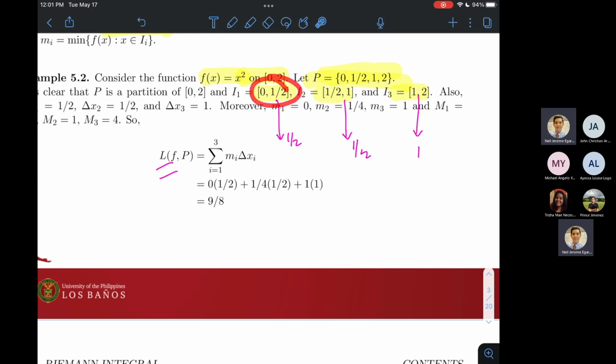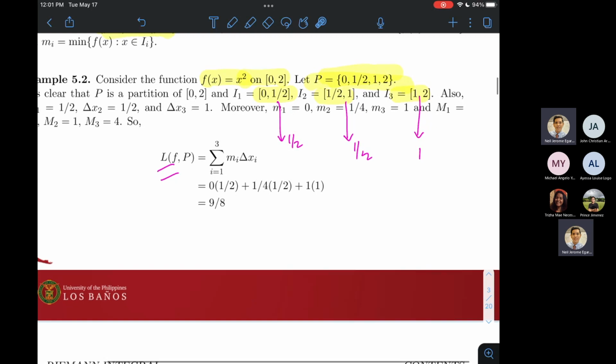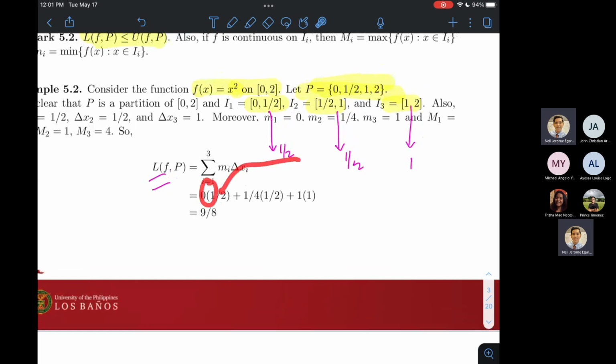So that's why here on I1, the smallest value of x squared, which will turn out to be its infimum as well, is 0 squared. So you got 0 here, and then the length of the interval. Lowest function value on I2 would be given at x equals 1/2. So that's going to be 1/4, yung function value. The length is 1/2. And then for I3, the smallest function value is 1, and the length of the interval is 1. So we'll have 1 times 1 in the third term. You take the sum, we'll get 9/8. And that's the lower Riemann sum of f relative to the given partition inducer P.